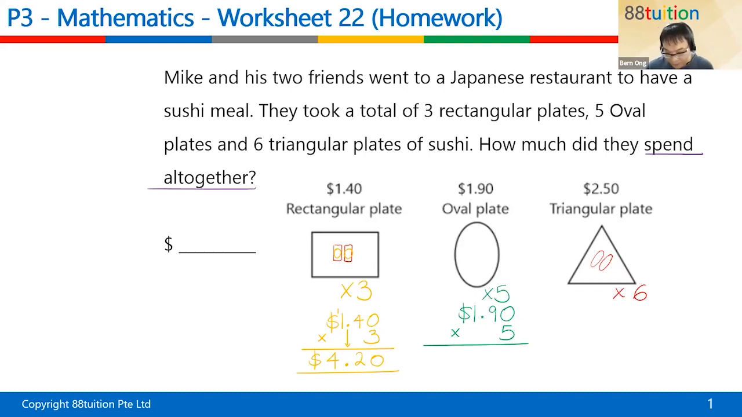5 plates means times 5. 5 times 0 is 0. 5 times 9, 45. The 4 put on top. 5 times 1 is a 5 plus 4 is a 9. And the decimal must be at the same place.